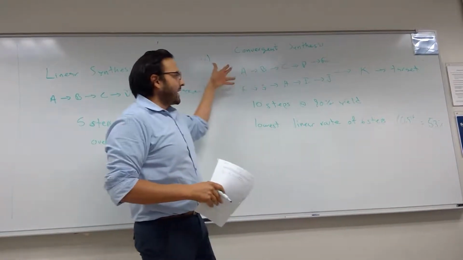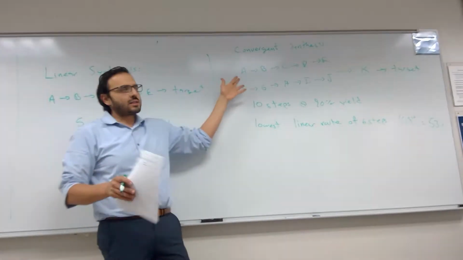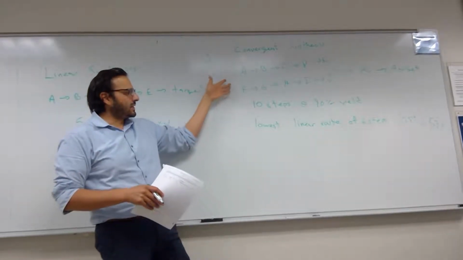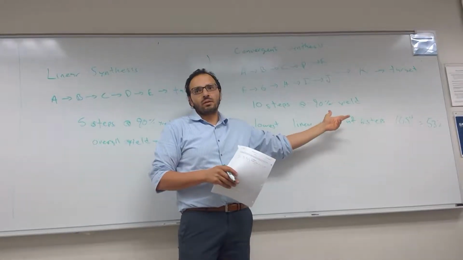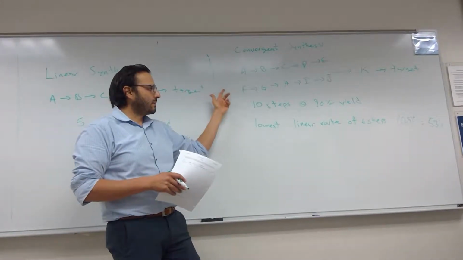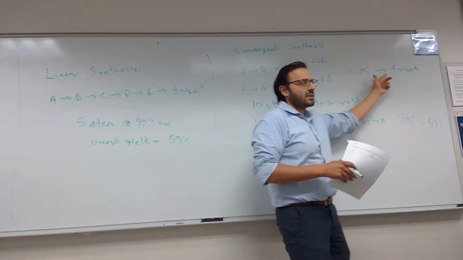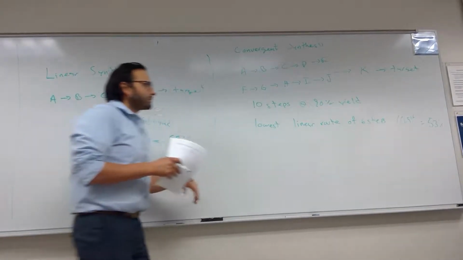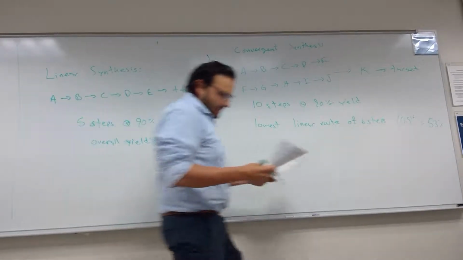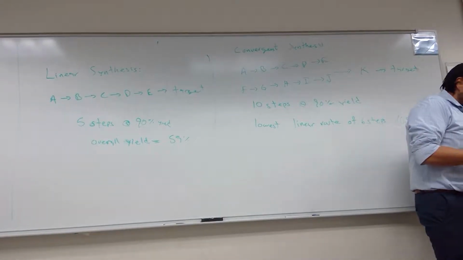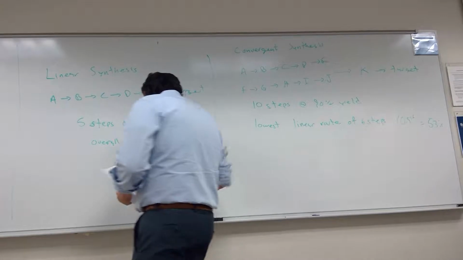Right, so in these particular cases, the way the yield is often determined, the way you would pick, is you go to the longest linear route. In this particular case, 1, 2, 3, 4, 5, 6. You just go to the longer one. Does that make sense? So that's just a couple of things. Then we have multiply convergent.